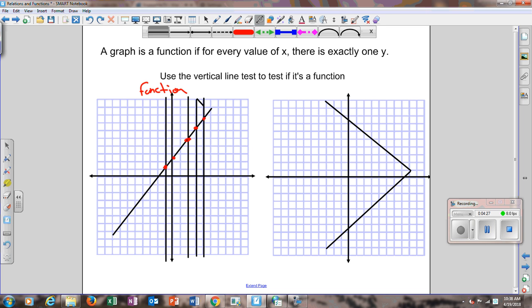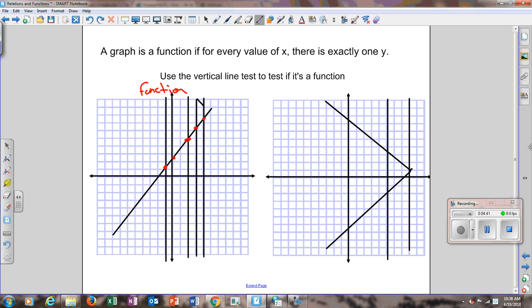Over here, if I draw vertical lines, if I draw a vertical line right there, it's only hitting one point, right? But if I draw a vertical line here, now it's hitting exactly 2 points. Since it hits 2 points when I draw a vertical line, it is not a function. And I believe that's all you need to know for this section.